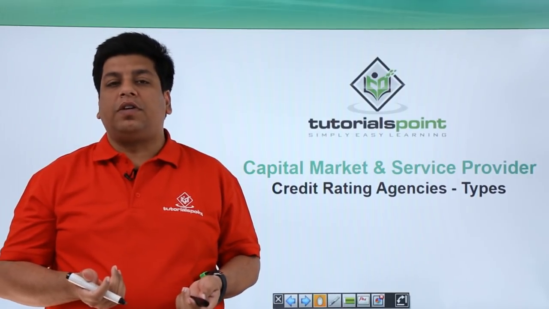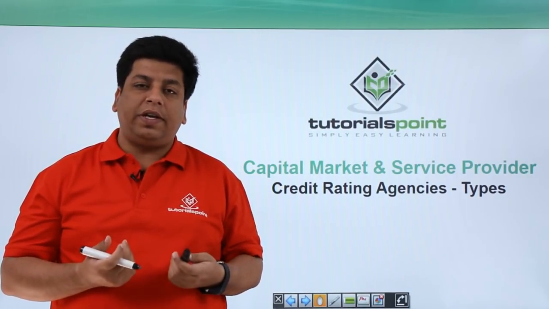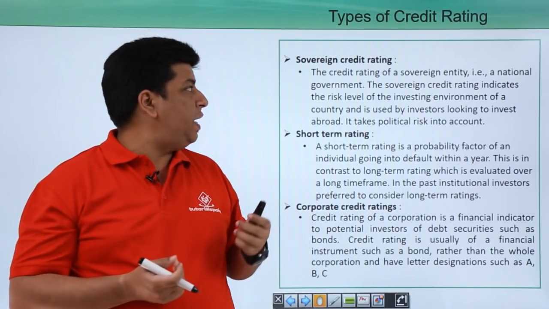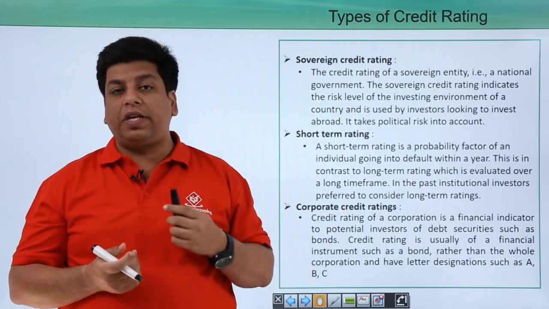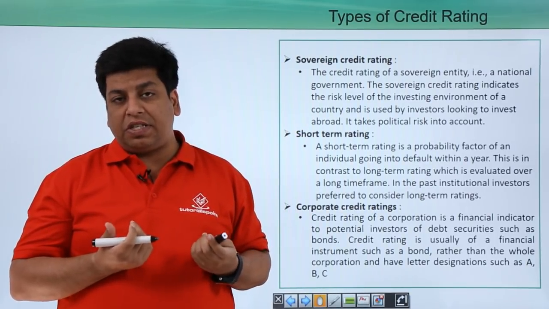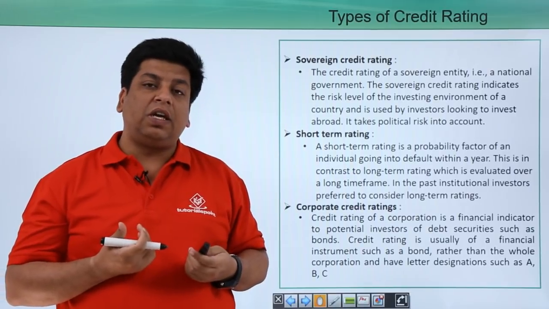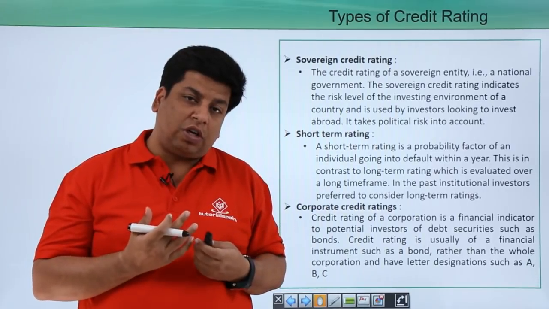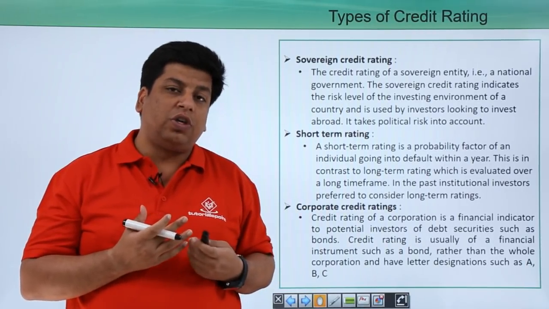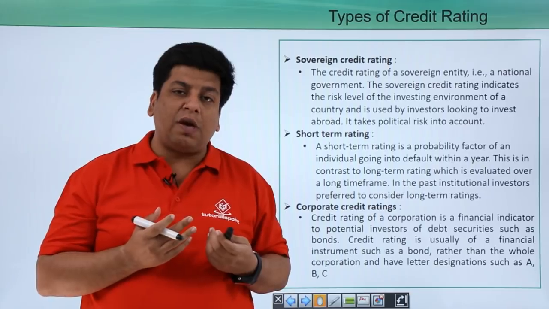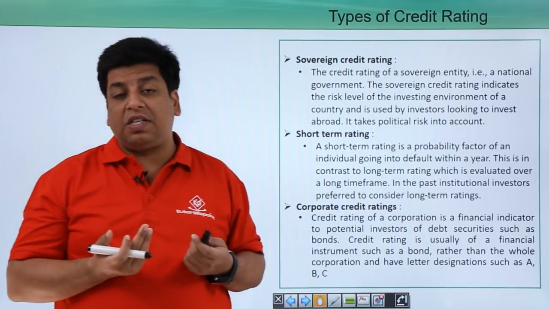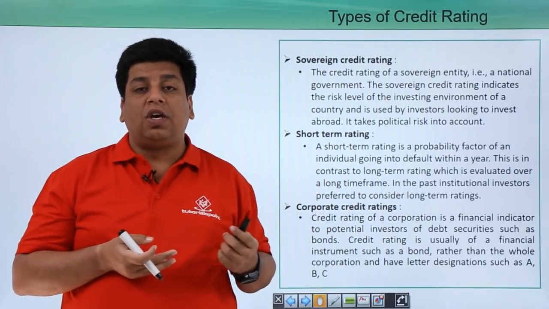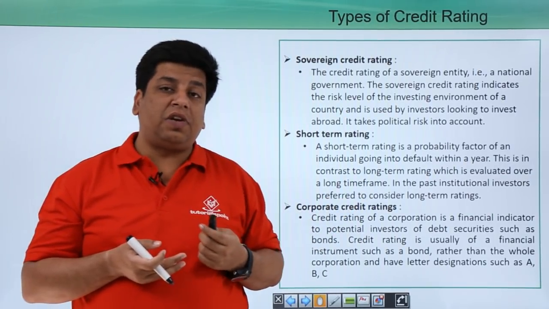So let's understand the different types of credit rating agencies. The first is your sovereign rating agency or sovereign credit rating. This kind of rating is basically something which rates the government, or which indicates how good the economy is, or how good a particular country is in terms of doing business and making investment there. So that type of rating will be known as sovereign credit rating.